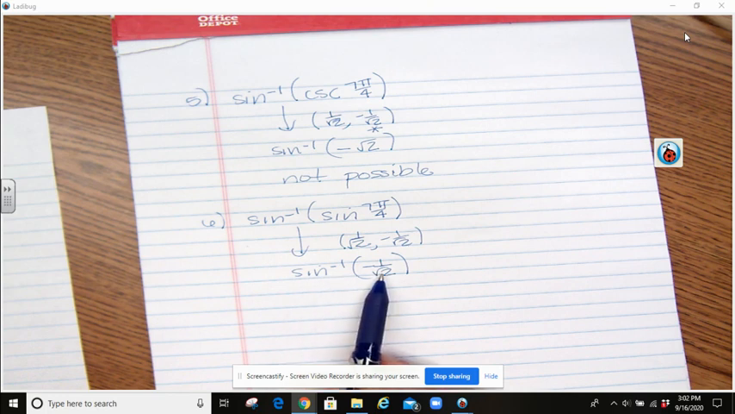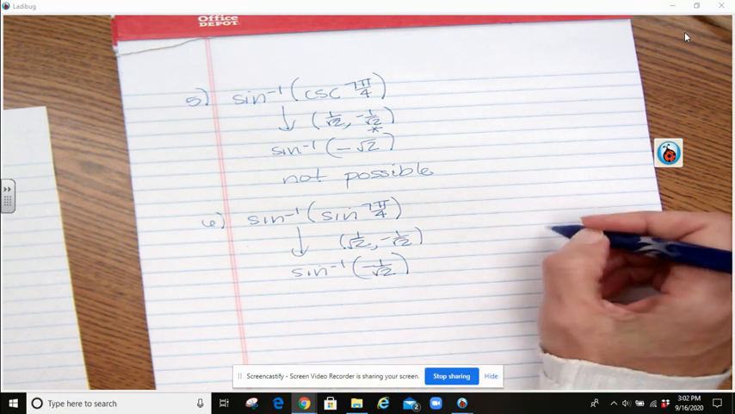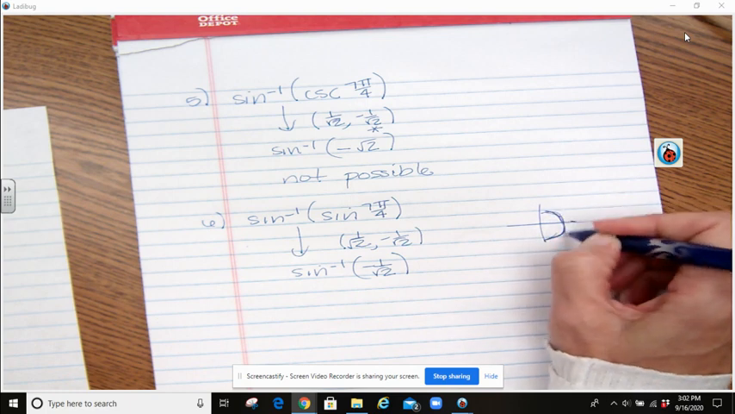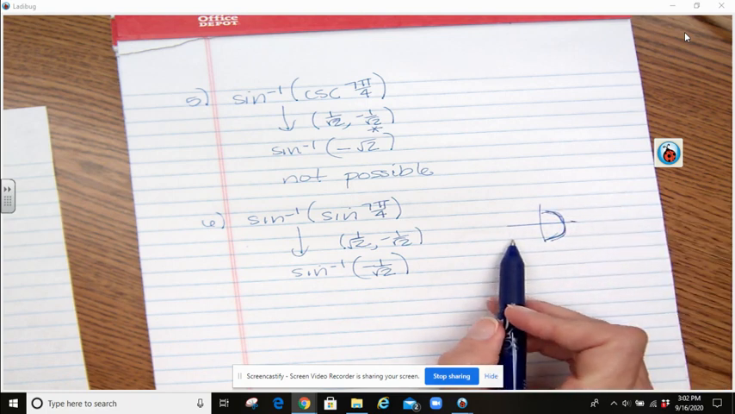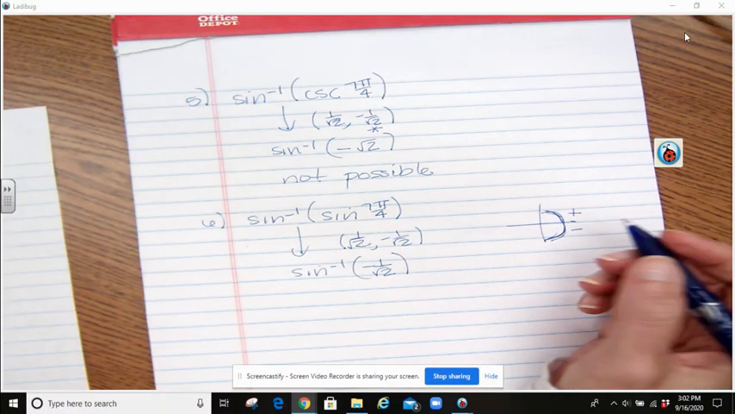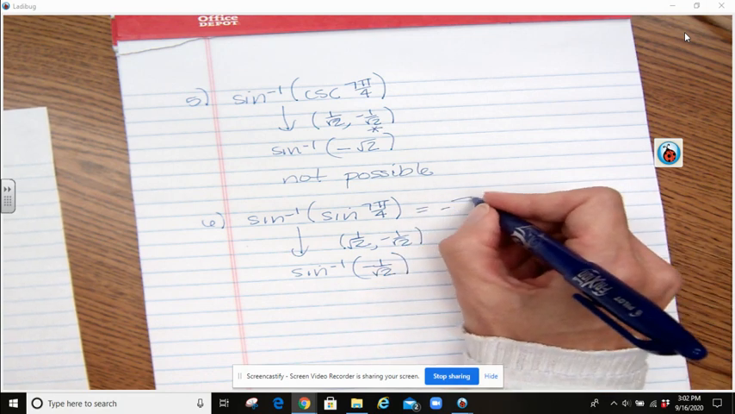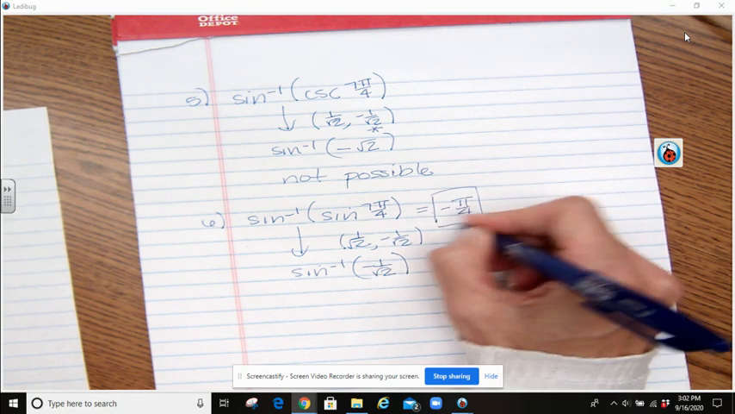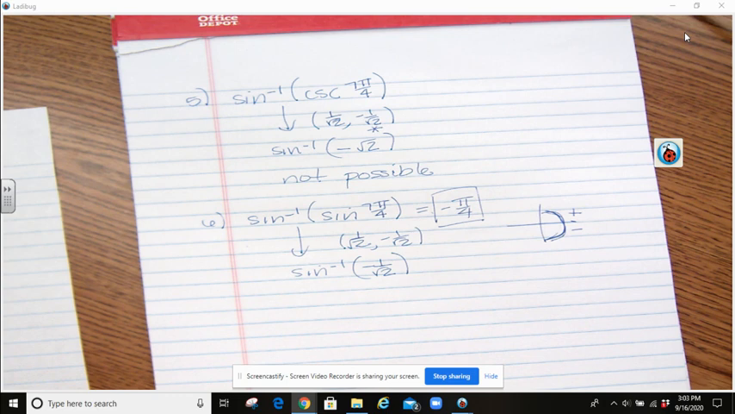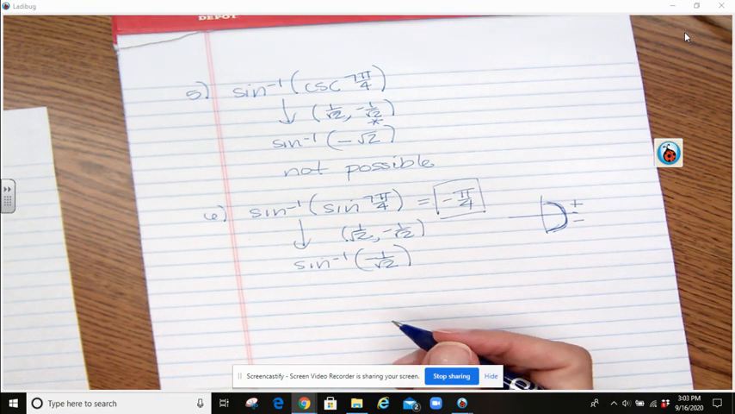So instead, I have to use the angle from the fourth quadrant that doesn't go through the second and the third quadrant. So instead, my answer needs to be negative pi over 4. It would be incorrect to say 7 pi over 4. All right, let's look at another one.